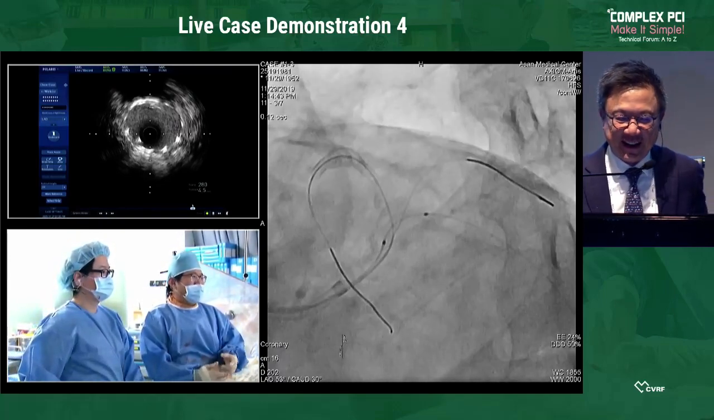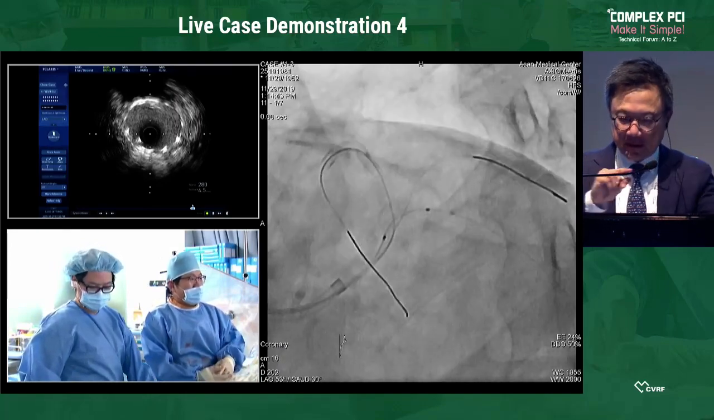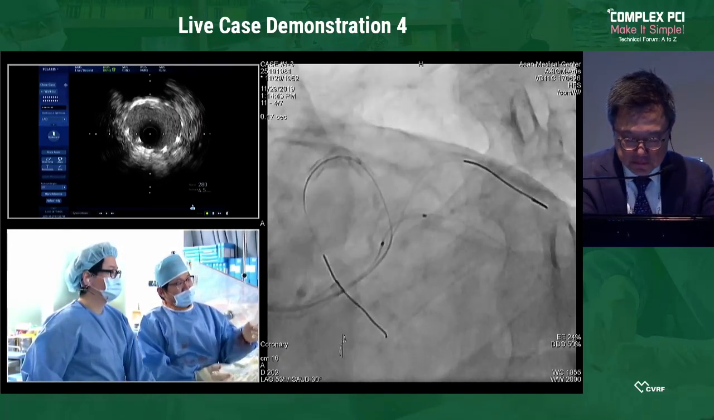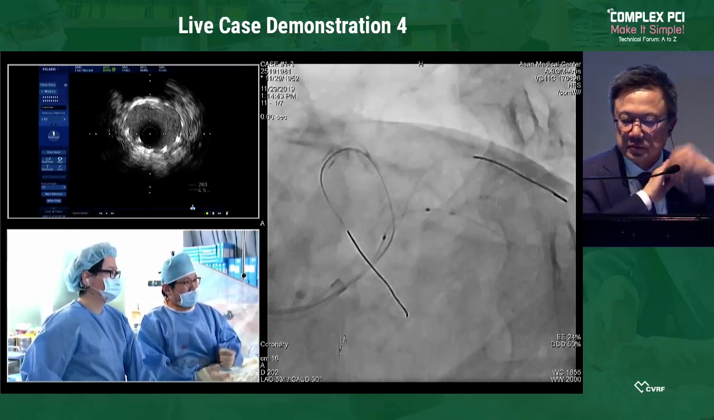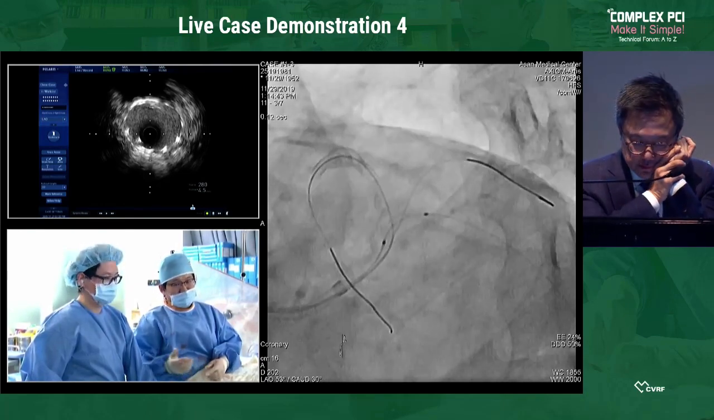Very quickly. So after the successful wiring, I applied a 2.5 high pressure balloon. Next.